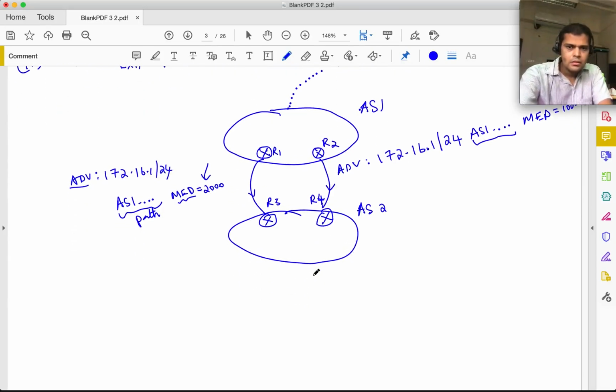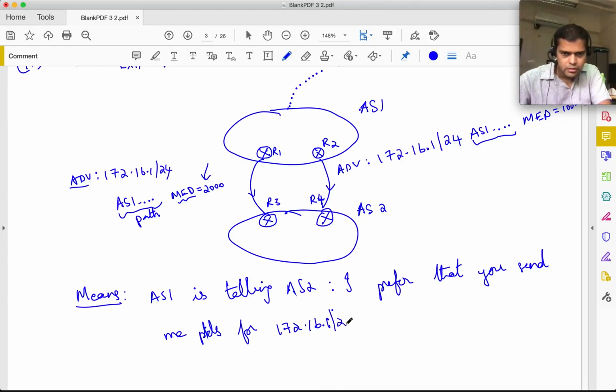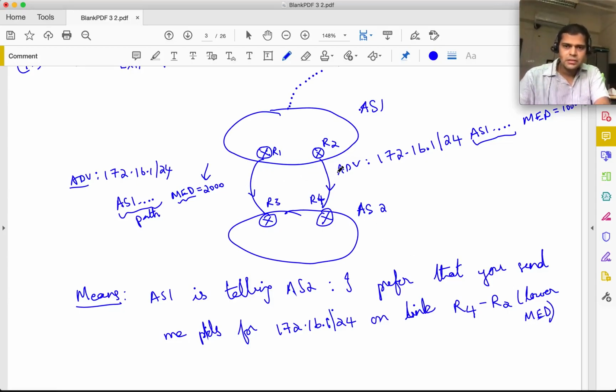So this means AS1 is telling AS2, I prefer that you send me packets for this prefix 172.16.1/24 on the link R4 to R2. This is the lower MED. So if there are different exits, this MED is sort of discriminating between them. AS1 is telling AS2, if you send me a packet for this particular prefix on either of these, I'm going to deliver it. But I would prefer that you send it to me from R4 to R2.